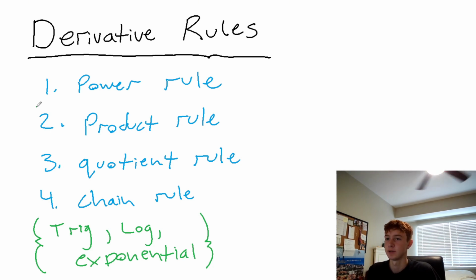And in this video, we're going to look at derivative rules. This is very important, very essential to understand for the entire course. There are four basic rules that you need to know, and they're all relatively easy to understand. First you have the power rule, then the product rule, then the quotient rule, and then the chain rule. And I'll go through a quick example of each of these.